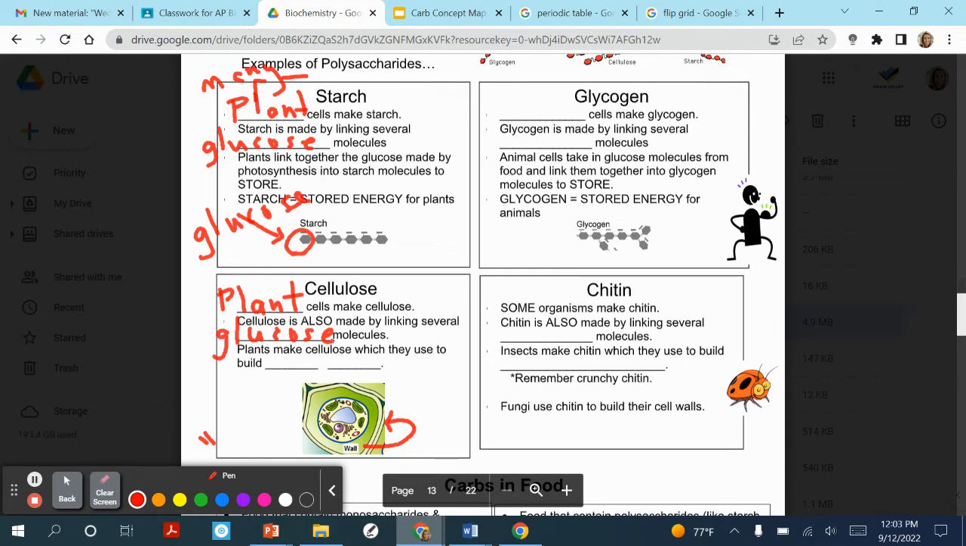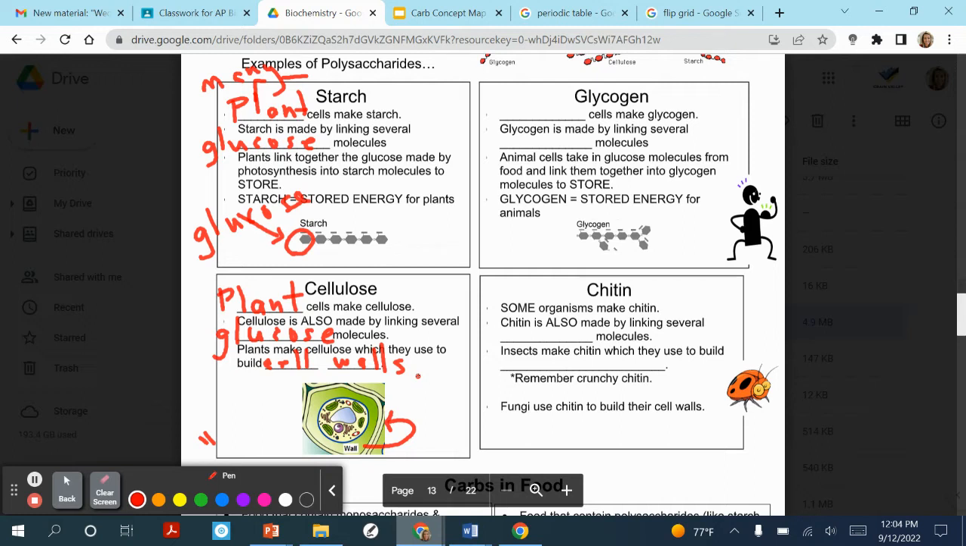So cellulose builds cell walls. And what I mean by that is that's what the cell walls are built out of. Just like a wall is built of bricks, cellulose is built out of glucose molecules. So it would look very, very similar to what you see up there with starch, just arranged in a different way. All right, now let's switch gears and let's talk about animals.